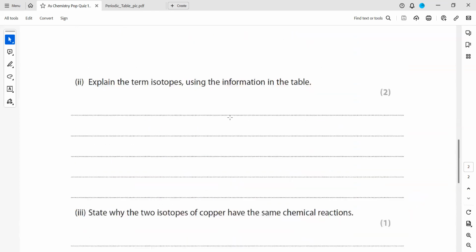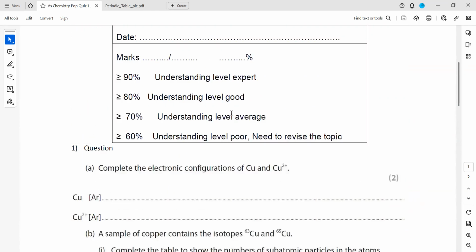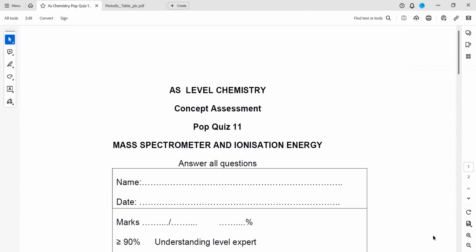So this was pop quiz 11, which was related to mass spectrometer and ionization energy.